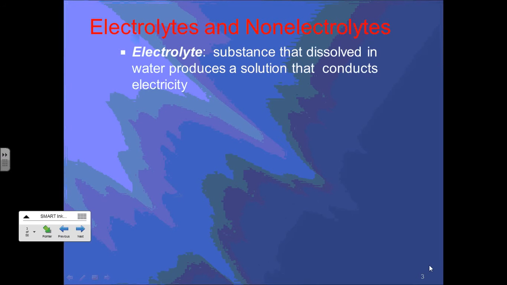Electrolytes and non-electrolytes. Well, electrolytes are substances that are dissolved in water and produce electricity. Many times there are solutions that you consume that feature electrolytes. For instance, one such example is, I think, the trademark Gatorade, and it is packed with many materials that are dissolved in water that are capable of conducting electricity.